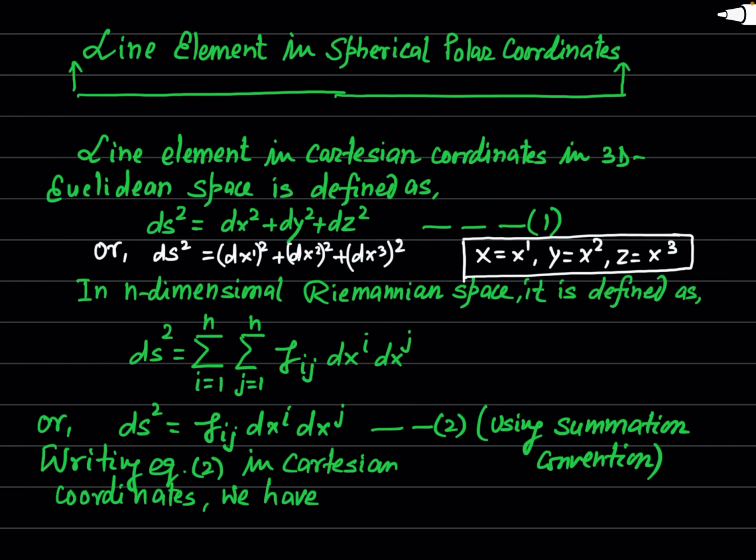So in fact, you will see in this lecture how we can transform the expression of the line element and the metric tensor from the Cartesian coordinate system to the spherical polar coordinate system. So this is just a transformation problem. If you know the line element and the metric tensor in the Cartesian coordinate system, how can you find these things in the spherical polar coordinate system?